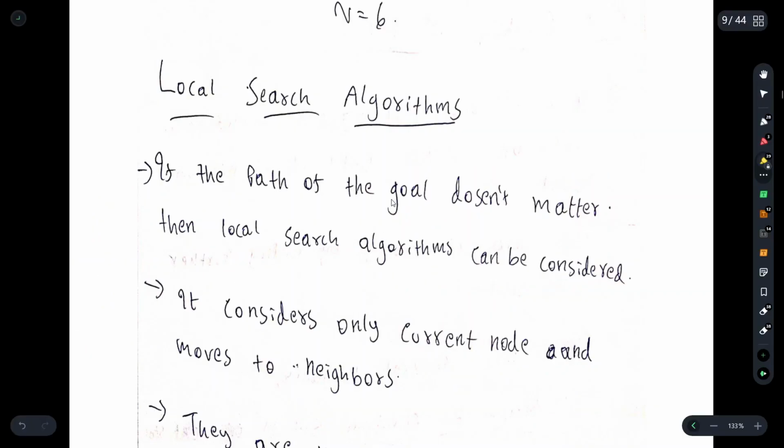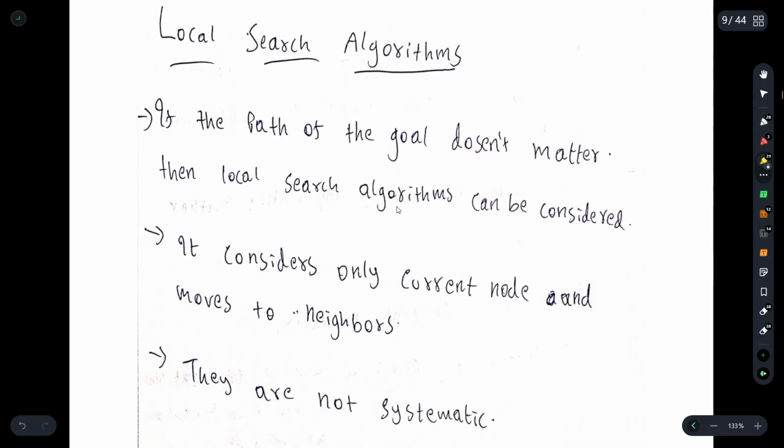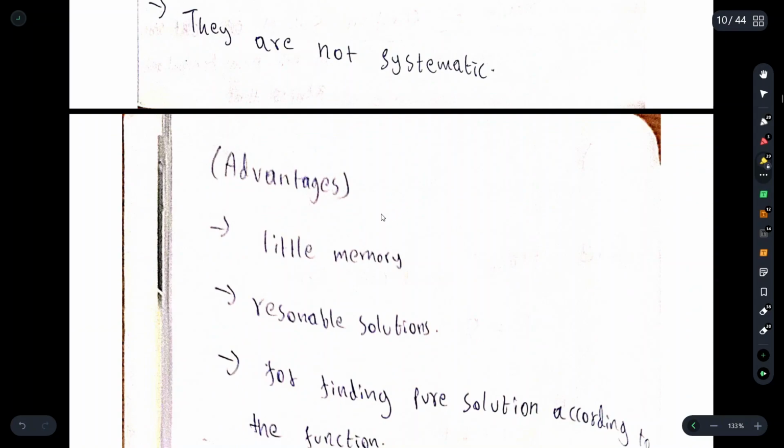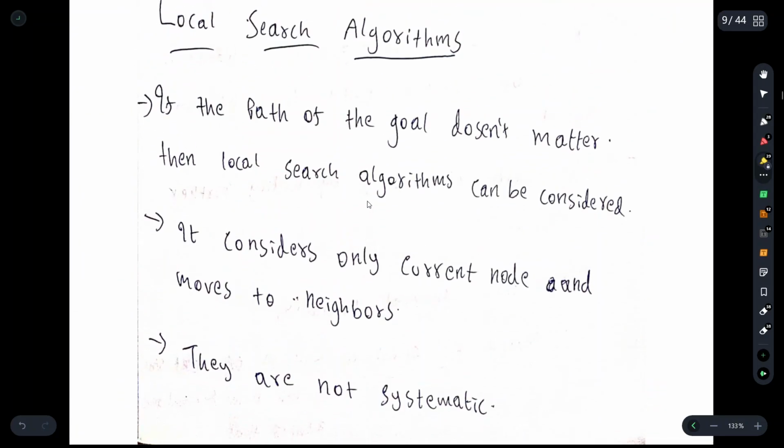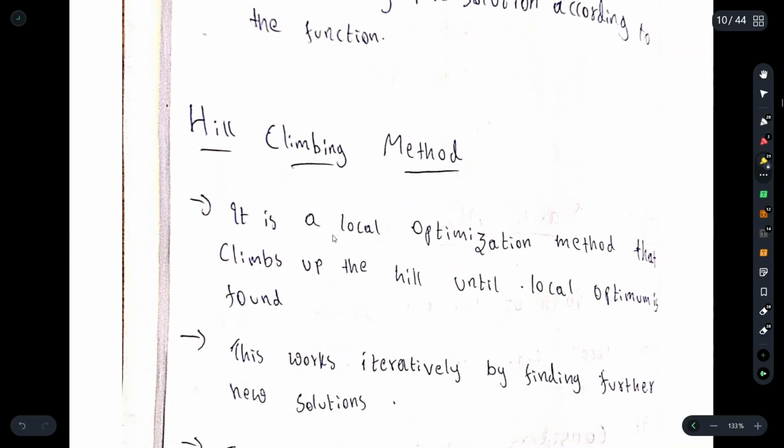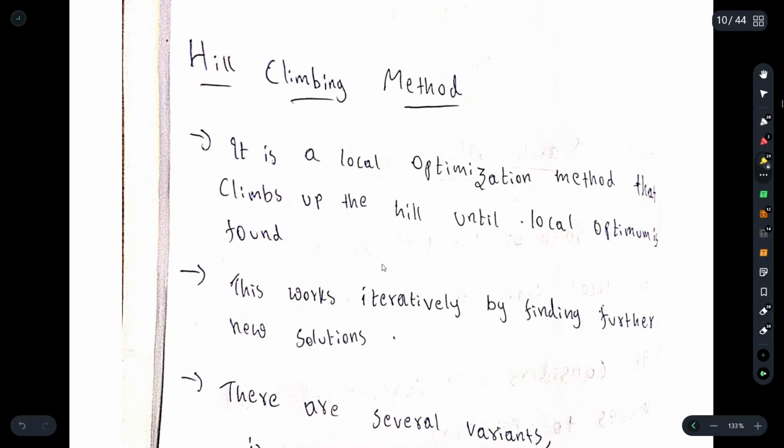And here we can see the local search algorithms. The path to the goal doesn't matter to the local search algorithm. The advantages of the local search algorithm are that it consumes very little memory and it gives reasonable solutions. It considers only the current node and its neighbors. It doesn't depend upon the past and it doesn't predict the future.